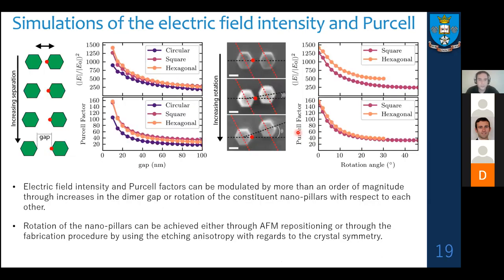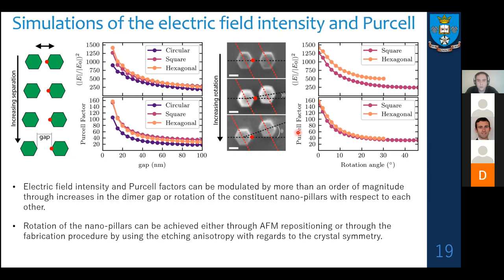We also study the gap dependence. If we increase the gap back to larger than 50 nanometers, we see that both the Purcell factor and the electric field intensity exponentially decrease. Therefore, this can be used to modulate that enhancement.